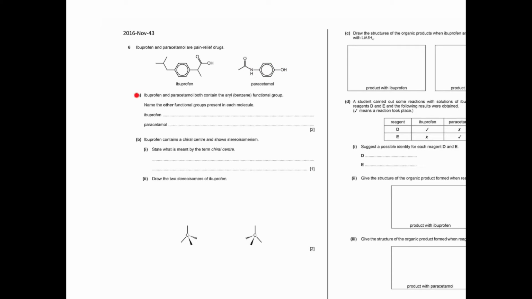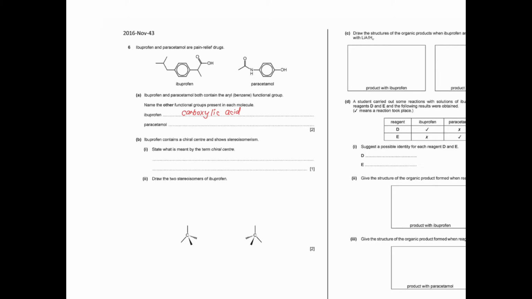So let's look at A. Ibuprofen and paracetamol both contain the aryl benzene functional group. So that means they have benzene as the structure. Name the other functional groups present in each molecule. For ibuprofen, you may mention carboxylic acid, as we discussed here. C double bond O and OH is carboxylic acid. So we put it here: carboxylic acid.